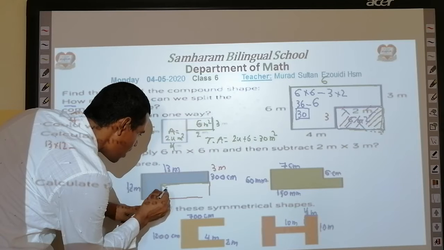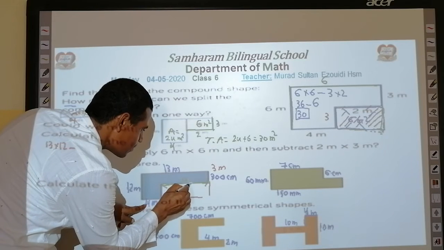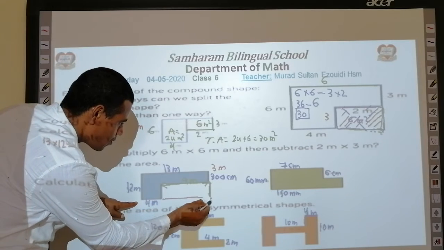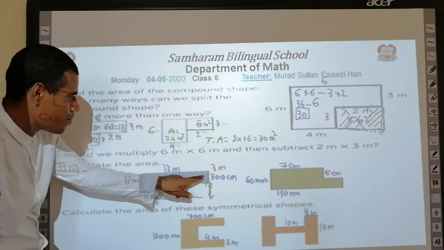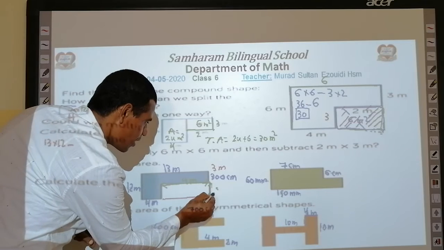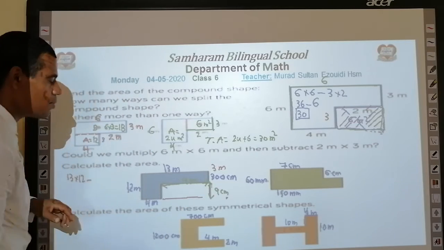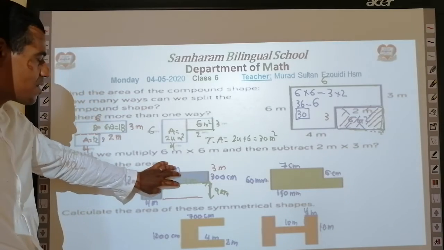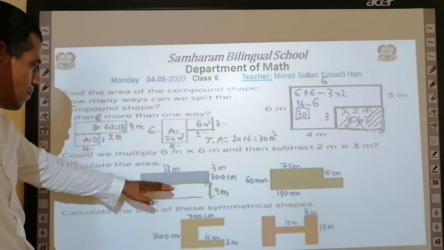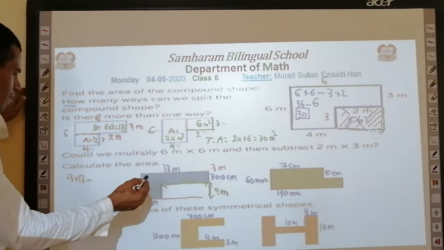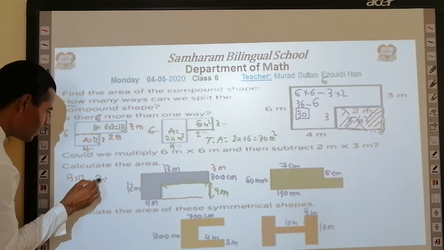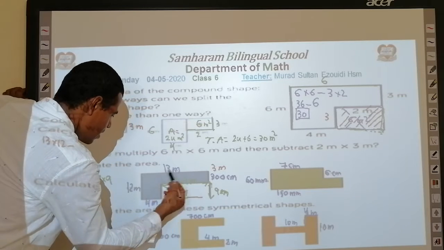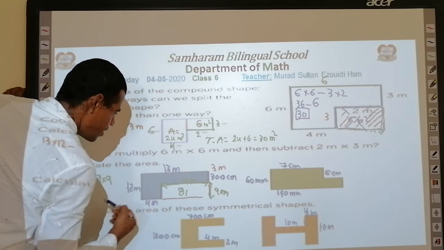From this to that is 9 meters. And from that to that is 12 minus 3, which is also 9 meters. These diagrams are in fact bigger than that. So I will make 9 multiplied by 9, which is 81. So the area of the wall is 12 multiplied by 13 minus 81.